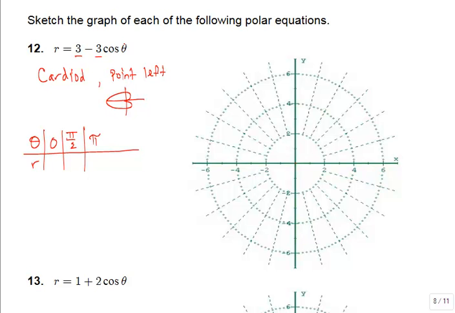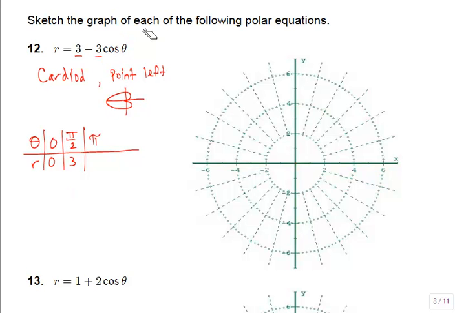If I let theta be 0 right here, cosine of 0 goes to 1. And 3 minus 3 times 1 is just 0. So when theta is 0, r is 0. Now let's let theta be pi over 2. So if I put a pi over 2 here, what's the cosine of pi over 2? Well, cosine of 90 degrees is 0. So this whole second term goes to 0. 3 minus 0 means this is going to be 3.